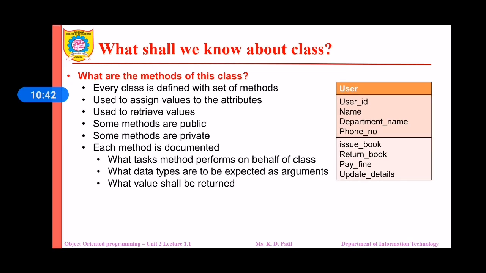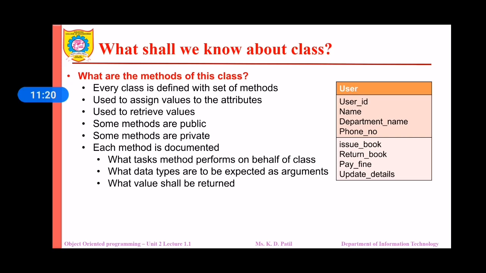Then the next thing is, we should know what the methods of this class are. For example, I have a user class in my library management system. The methods of this class are issue book, return book, pay fine, update details, etc. These methods are there in my user class because a user may issue a book and that record should be maintained. A user may return a book, and the operations that the user has performed must be known to the librarian and recorded somewhere, and that's the reason these methods are included in this class.